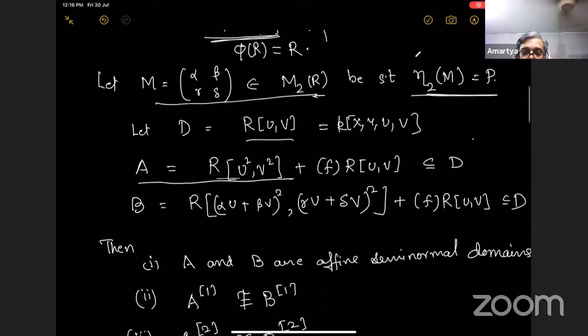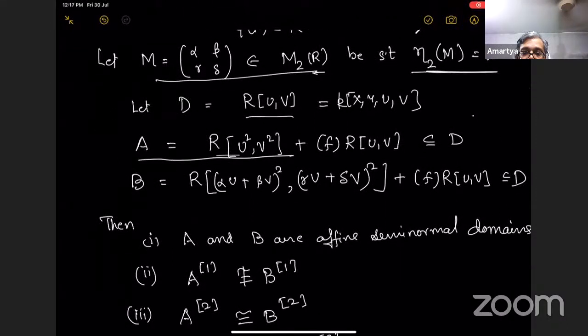And if these two rings are such that A and B are affine semi-normal domains, and A1 is then, we can show that these are affine semi-normal domains. A is not stably isomorphic to B, but A2 is: if I adjoin two variables, then it is stably isomorphic. So this is the example.